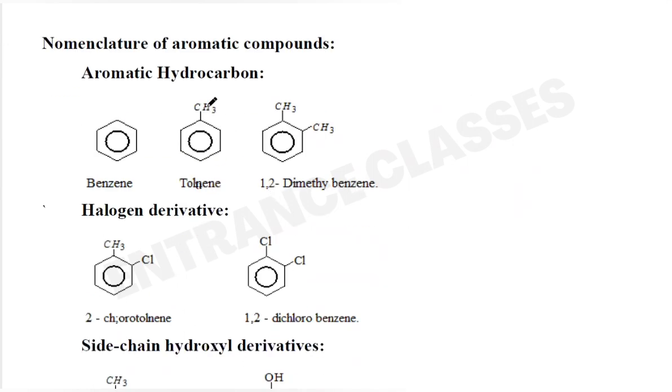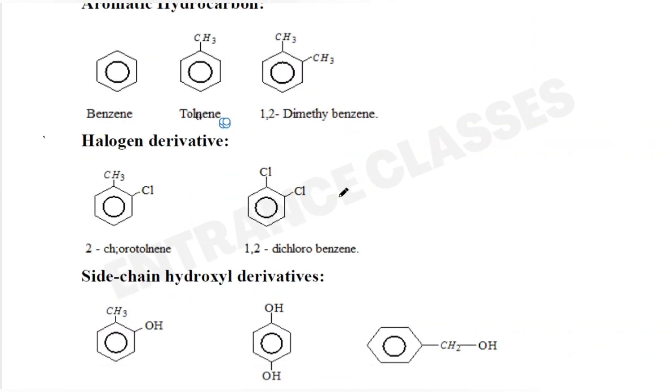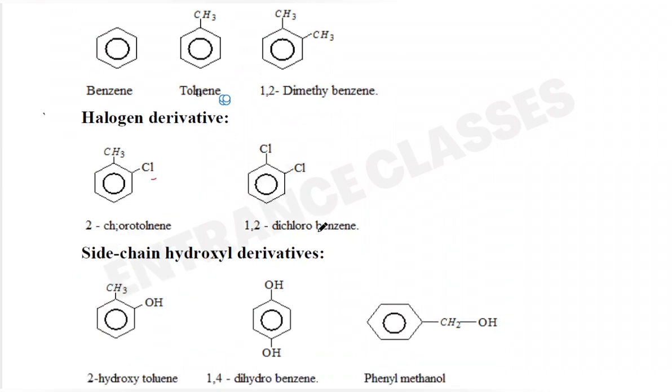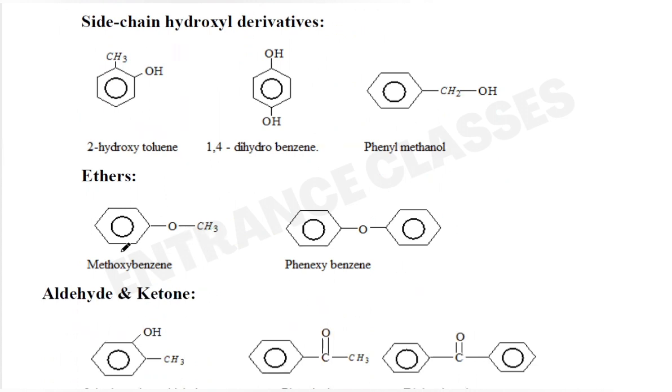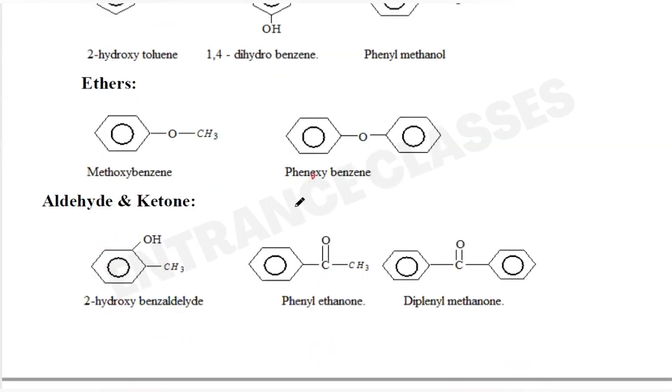Now certain examples for aromatic systems. This is benzene. Methyl benzene is called toluene. This is 1,2-dimethyl benzene. This is a halogen derivative, chlorobenzene, 1,2-dichlorobenzene. This is salicylic, 2-hydroxy toluene. This is 1,4-dihydroxybenzene. This is actually a methanol derivative, right? Phenyl methanol. This is methoxybenzene. This will be phenoxy. Phenoxybenzene, that is diphenyl ether.